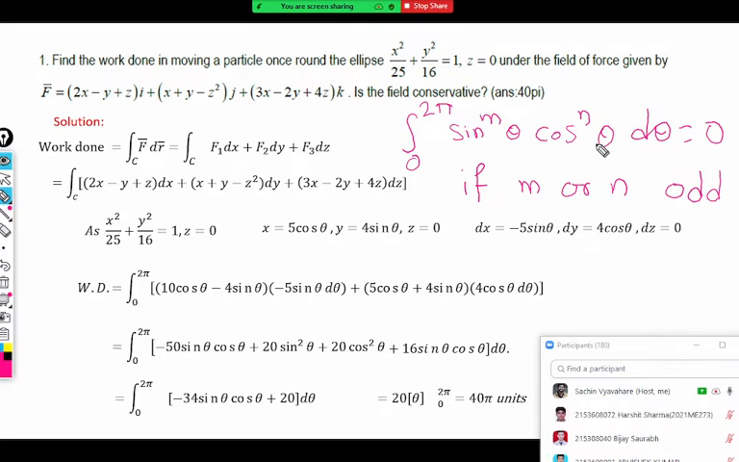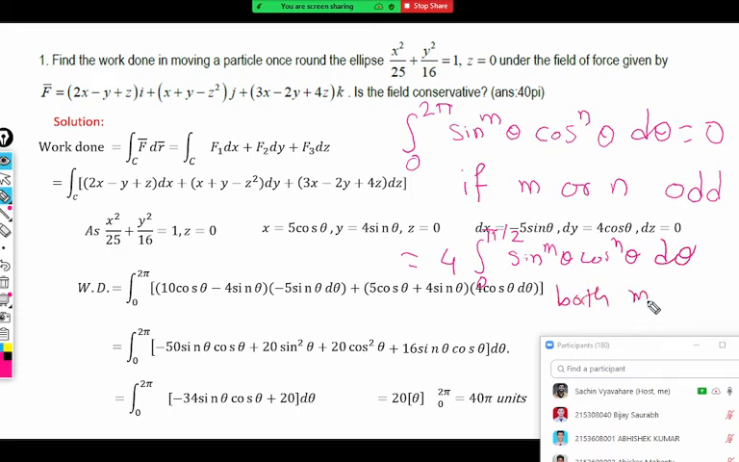If both m and n are even, it becomes 4 times the integral from 0 to pi by 2, provided both m and n are even. And tell me, when the limits are 0 to pi by 2 and this situation occurs, how can you evaluate it? Wallis formula. Yes, you can use the Wallis formula to evaluate it. That's better, or you can use the beta formula also. Your choice.